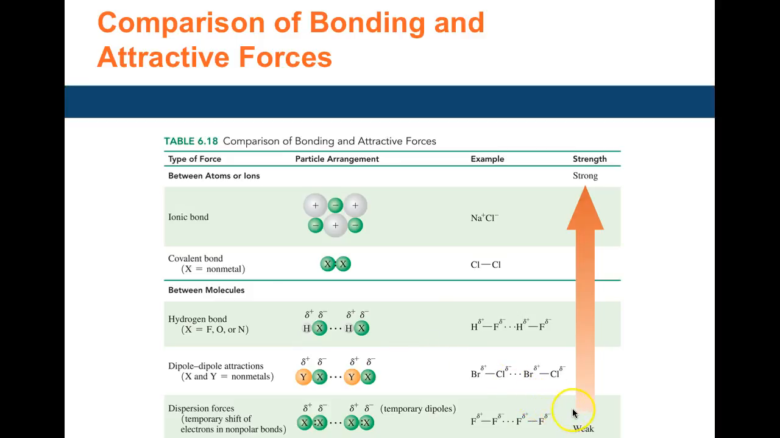If you look at the strengths of bonds within the atoms and ions, within the molecule, those are the intramolecular forces, intra meaning within, so that's ionic or covalent bonds. Ionic bond is much stronger than the covalent bond in terms of strength. Between molecules, the intermolecular forces of attraction, hydrogen bond is the strongest, followed by dipole-dipole, and last is dispersion. Dispersion forces are the weakest among intermolecular forces.